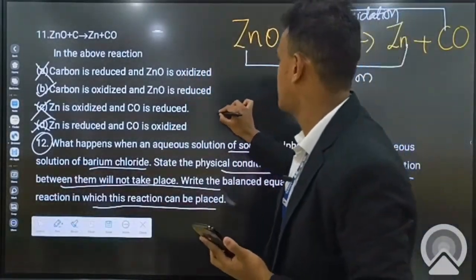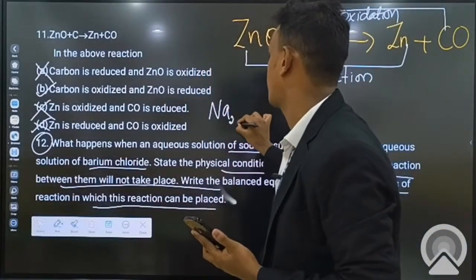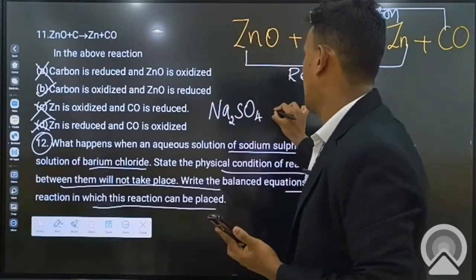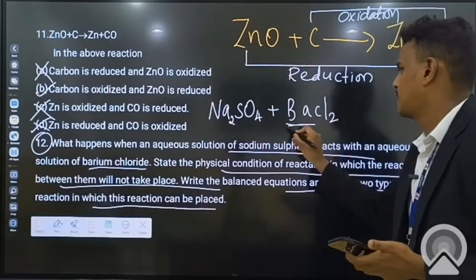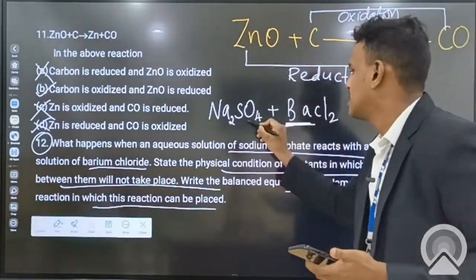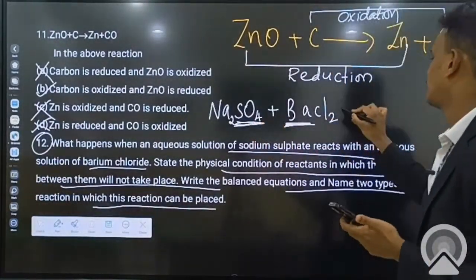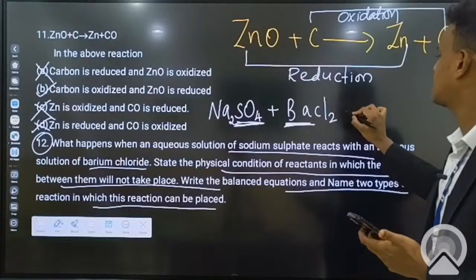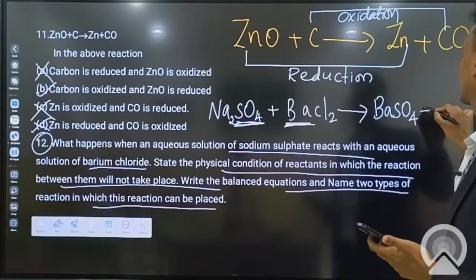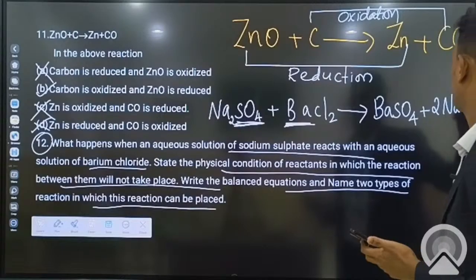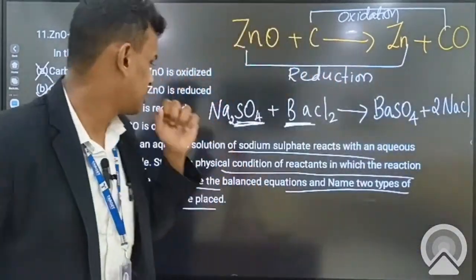So I can write the balanced equation. You have taken sodium sulfate, added barium chloride. So take the first element of the second component with the second group of the first component. You will get BaSO4 plus 2NaCl.